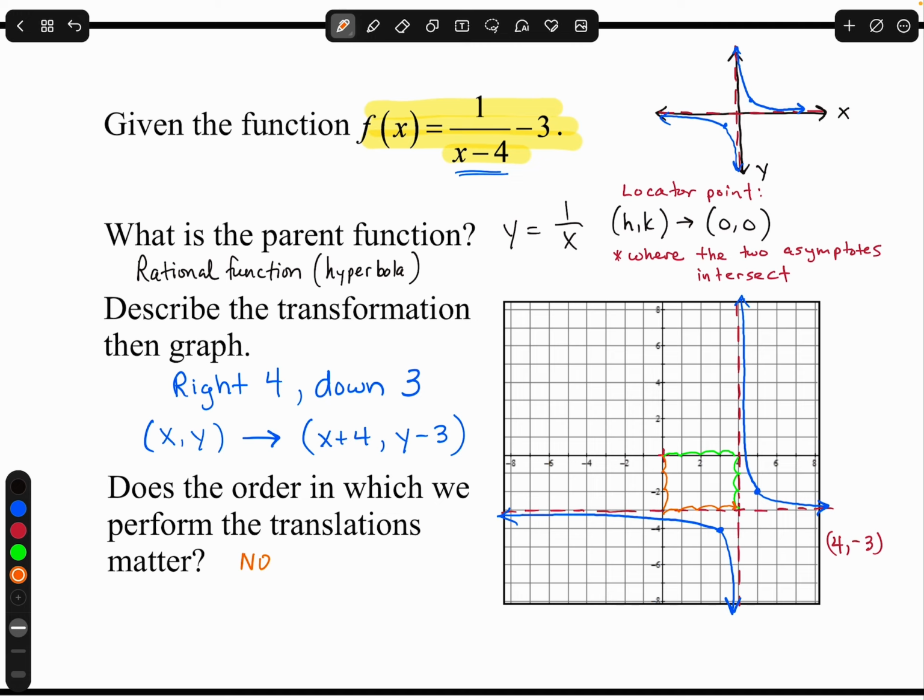So in this case, we would say no, it really doesn't matter on this one. Is that no for all of them? Absolutely not. There are actually some that will matter, but it just depends on the amount of transformations that we have happening.